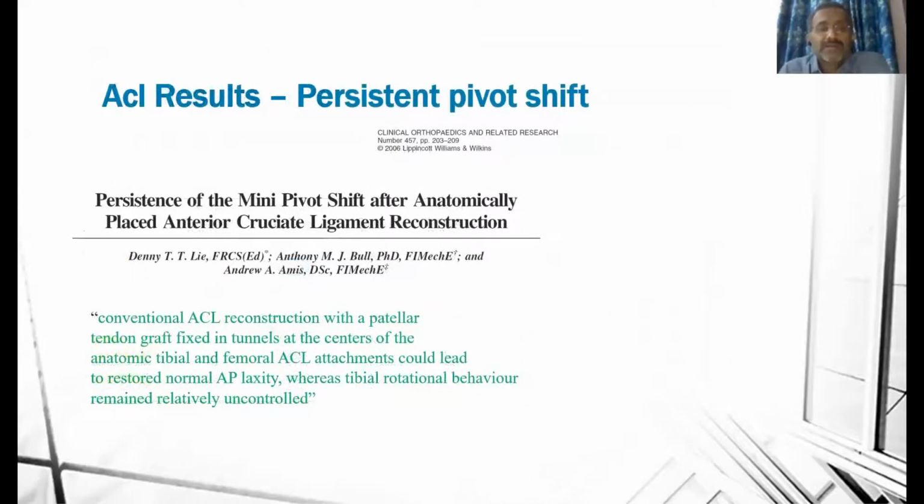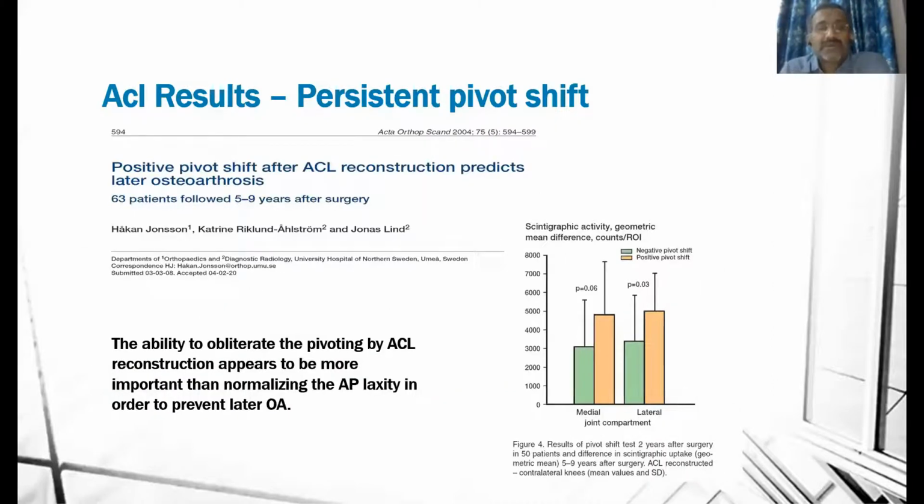The other thing to worry about is the pivot shift after doing an anatomically placed anterior cruciate reconstruction. We are putting an ACL inside, in the center, and people are wondering how a centrally attached ligament can prevent rotation. Just doing conventional ACL reconstruction would lead to normal AP laxity, whereas tibial rotational behavior remains relatively uncontrolled. So they found a positive pivot shift, and in this study, they followed the patients for 5 to 9 years. And if you have a positive pivot shift following an ACL reconstruction, the incidence of getting osteoarthritis is higher.